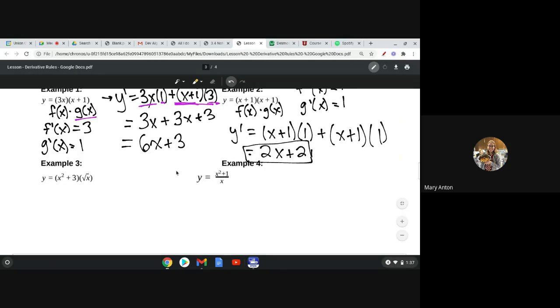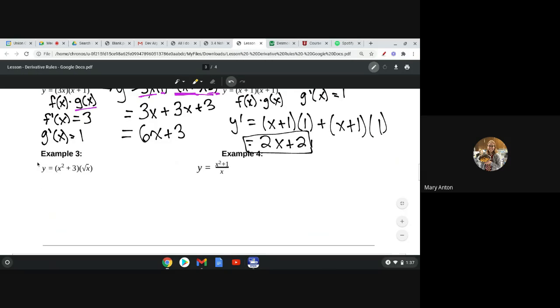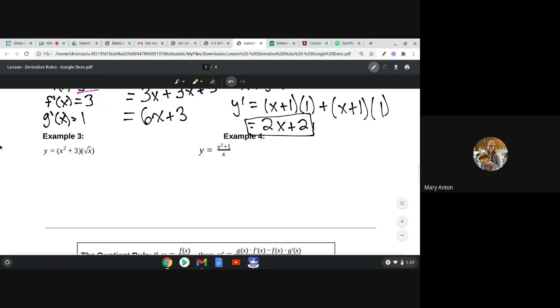Okay. So this next one, for the sake of practicing the product rule though, let's keep using the product rule. Let's rewrite this as x squared plus 3 times, what's the square root of x written as a fraction exponent? x to the 1/2. All right.